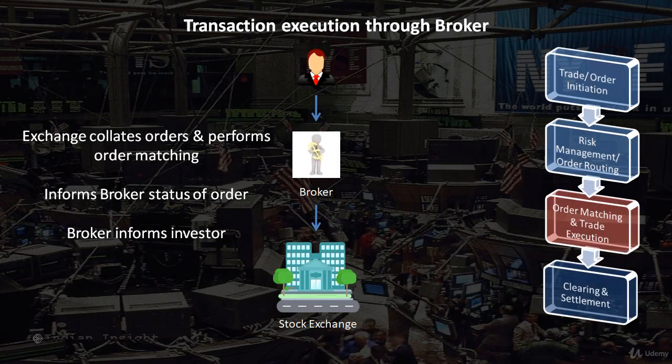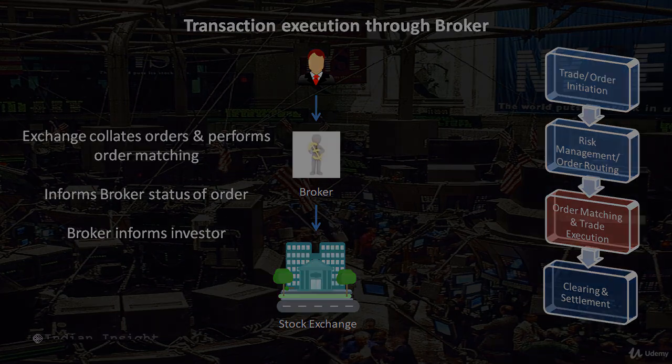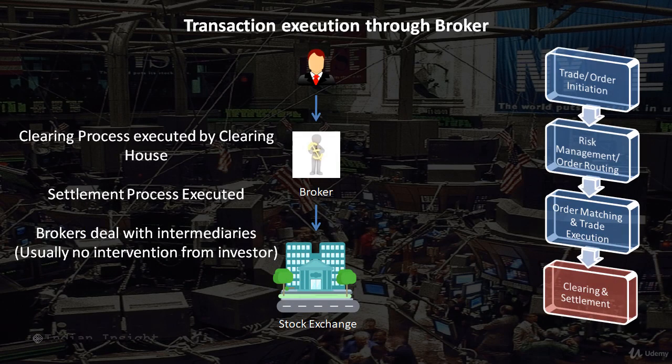The next step is order matching and trade execution. Once the exchange receives all the orders, they collate all the buy and sell orders. Then the exchange tries to allot the security to the best available price. Once a match is found, the trade is executed and the exchange sends the notification to the broker, who in turn informs the investor. The last step in executing a trade is clearing and settlement.